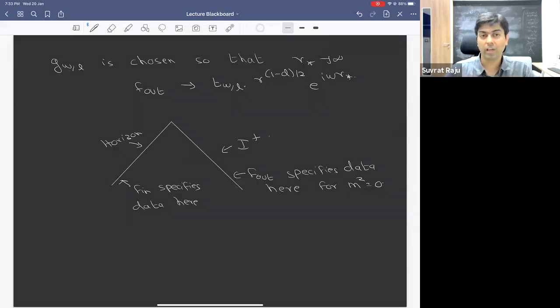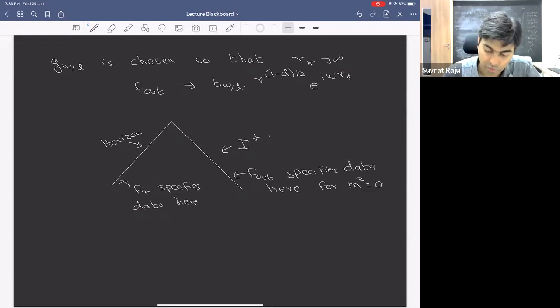So if you were to think of some classical data, these outgoing solutions are not good to specify classical data at the horizon. And so one way to specify F out is to specify something here, and F in is perfectly well behaved at the horizon, because it looks like e to the minus I omega r star plus t, and so F in you can think of as specifying data near the horizon. Are there any questions about this?